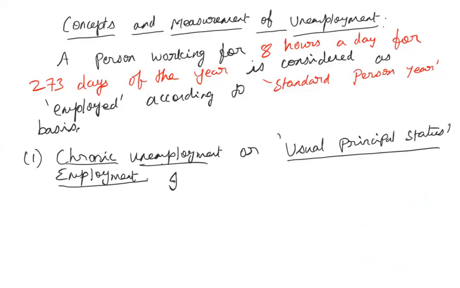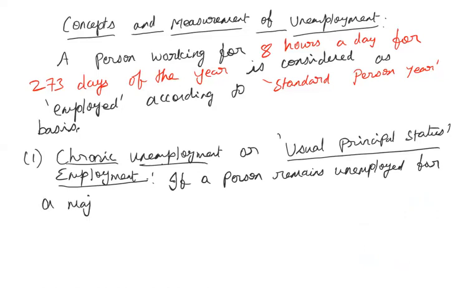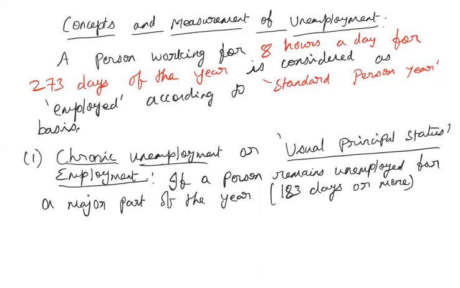Put it in words: if a person remains unemployed for a major part of the year, the major part of the year, as I mentioned, 183 days or more, is considered as unemployed.